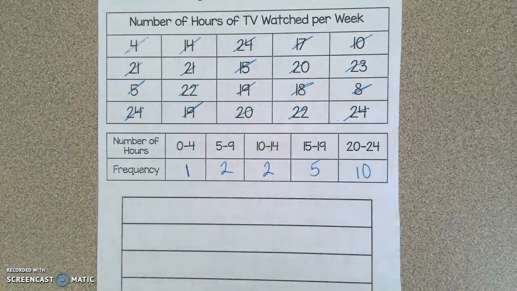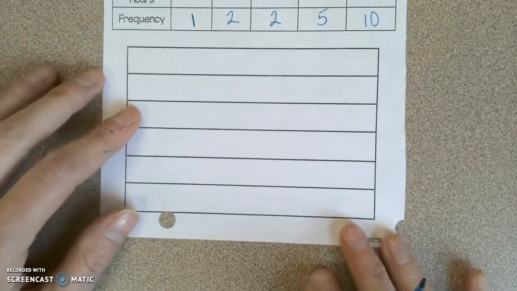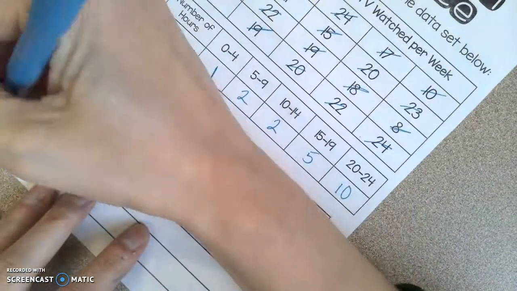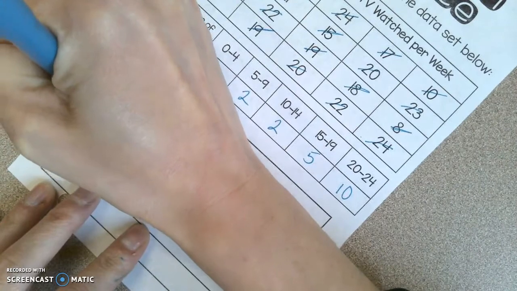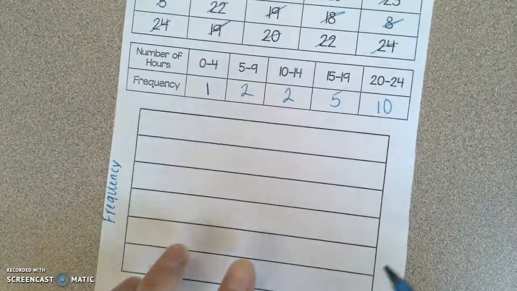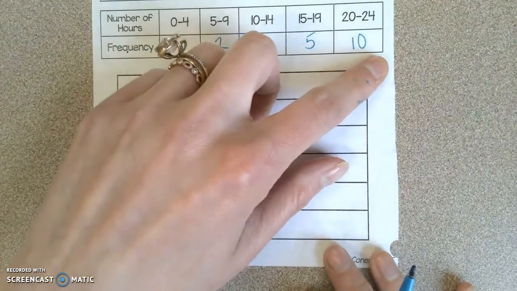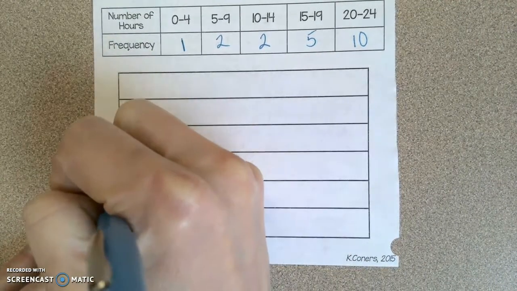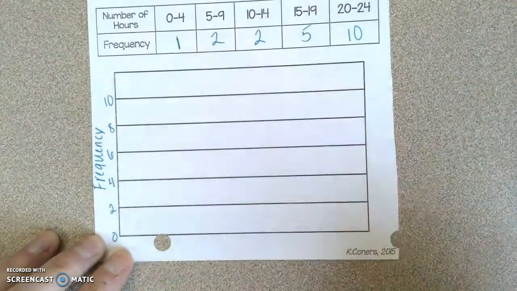Now we want to take our frequency table and turn it into the histogram. We want to figure out what's going to go on the bottom and what's going to go on the top. Frequency always goes on our y-axis, so you can turn it over and label this frequency. That's always our y-axis, because the frequency is how tall the bar is going to be. Our highest frequency is 10. I don't have 10 spaces here, so I'm just going to count by 2s: 0, 2, 4, 6, 8, 10.